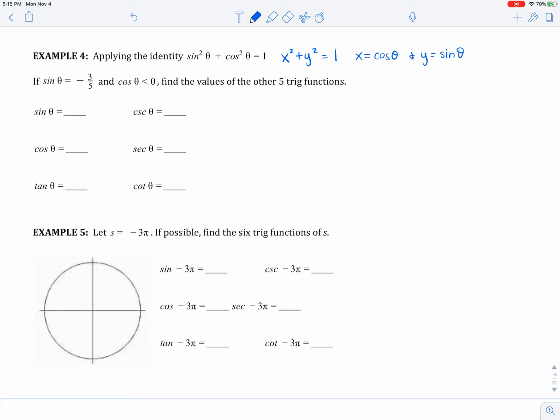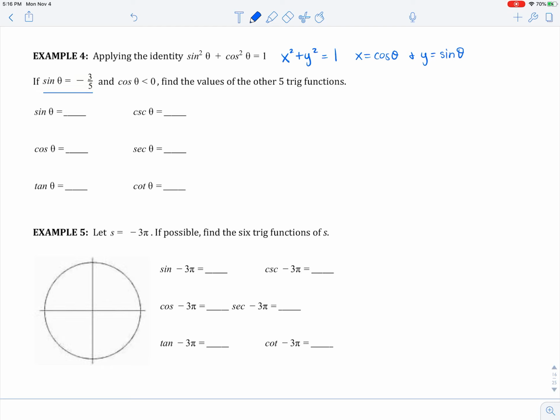And again, example 4 is another one of those ones where you have different options as far as how you can solve it. And I just want to show you a new way, and that's using this identity. If sine theta equals negative 3/5 and cosine theta is less than 0, find the values of the other 5 trig functions.